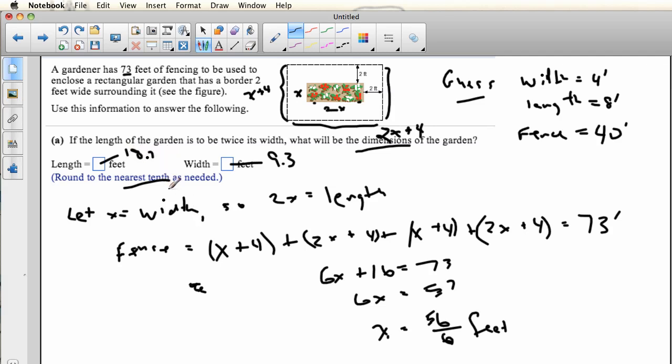The B part asks for the area of the garden, and so don't forget area is just the product of width times length, so it'll just be the product of these two things. It'll be your 18.7 times your 9.3, whatever that is. The C and the D part just give you different dimensions, where the length is not twice the width; it's something else. But the idea of the problem would be the same.